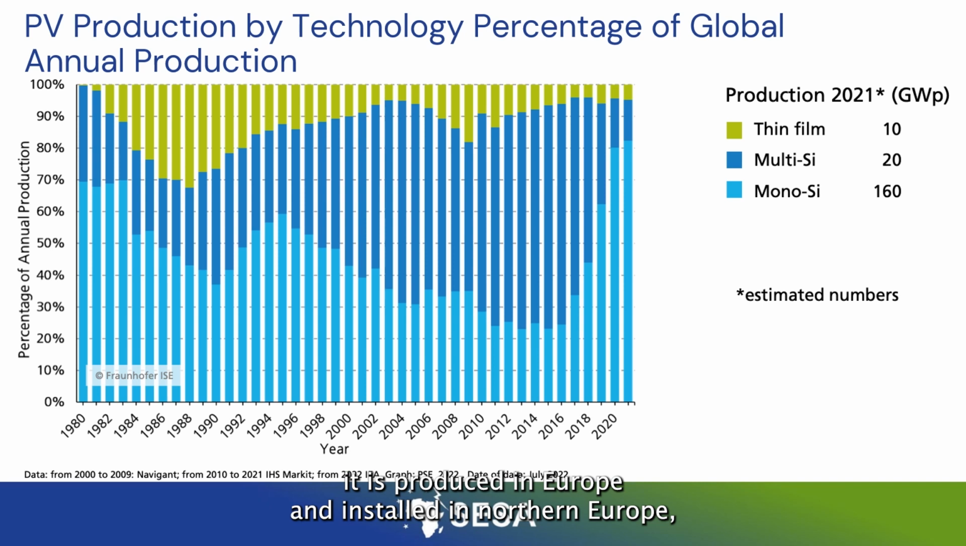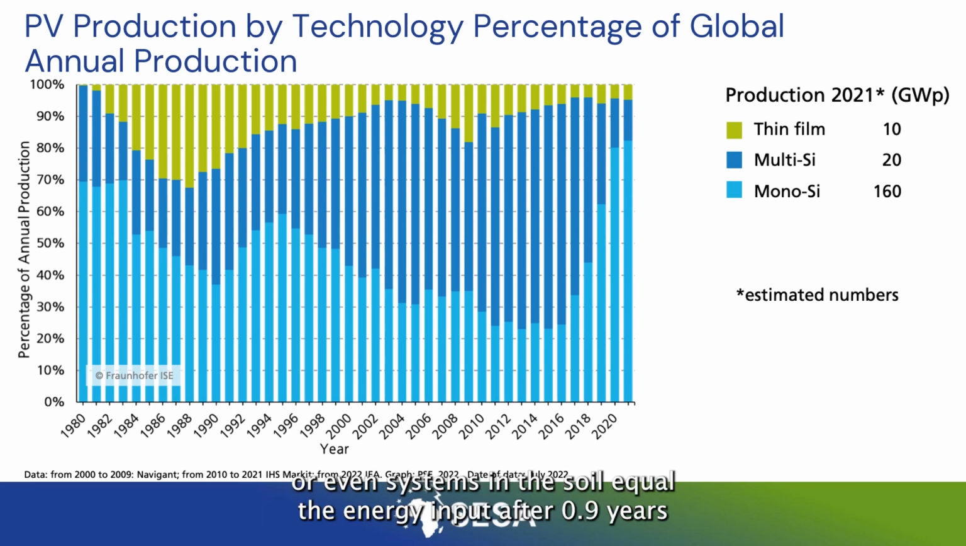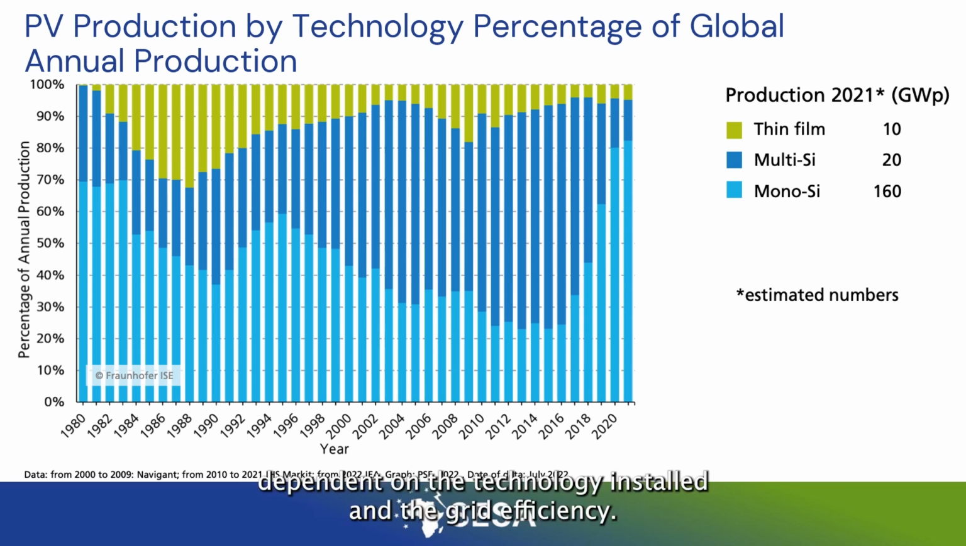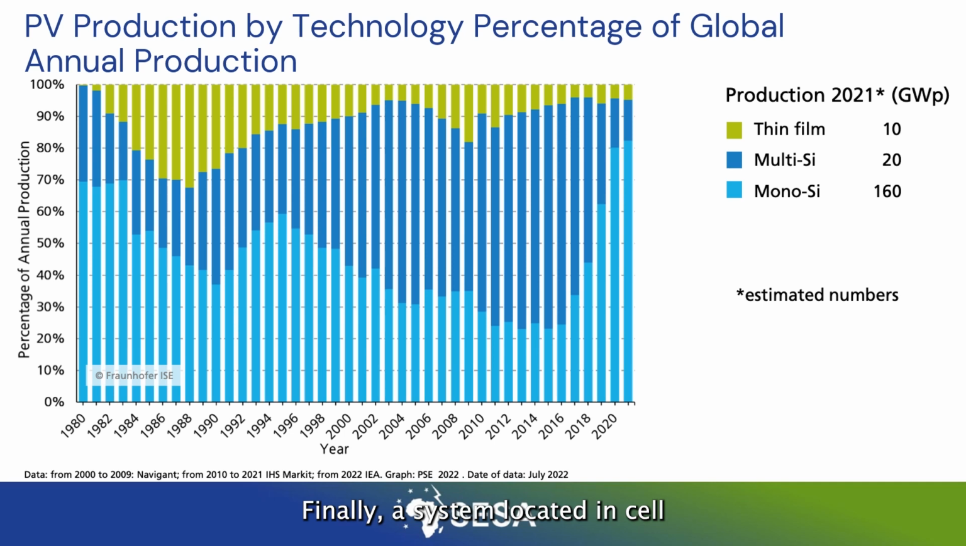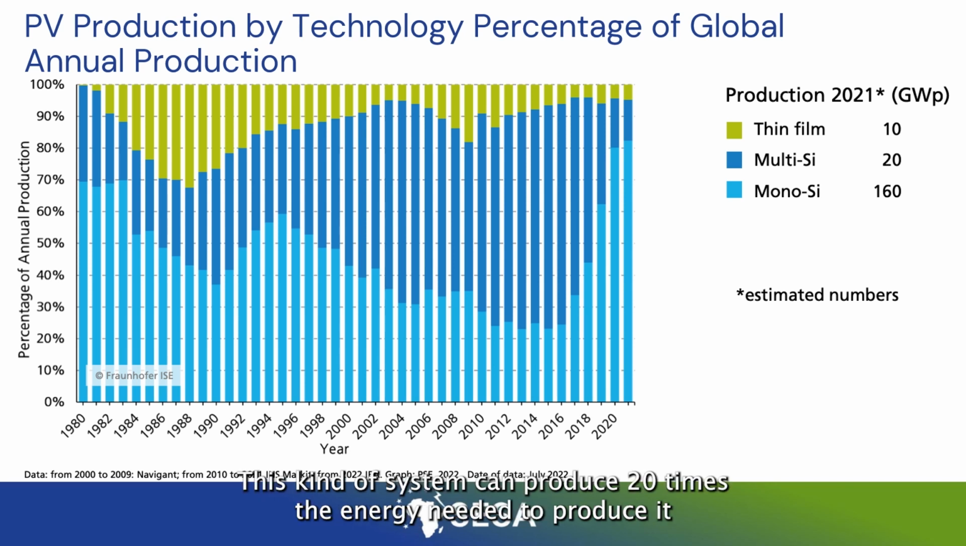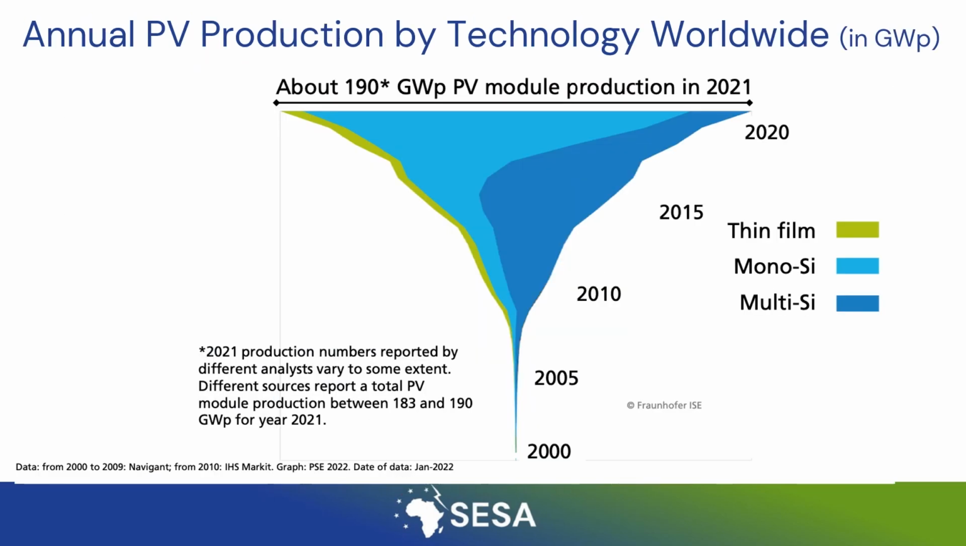A PV system produced in Europe and installed in Northern Europe needs around 1.1 years to balance the input energy, while PV systems in the south equal their energy input after 0.9 years, depending on the technology installed and the grid efficiency. Finally, a PV system with wafer-based silicon modules has an energy payback time of around 1 year. Assuming a 20-year lifespan, this kind of system can produce 20 times the energy needed to produce it.